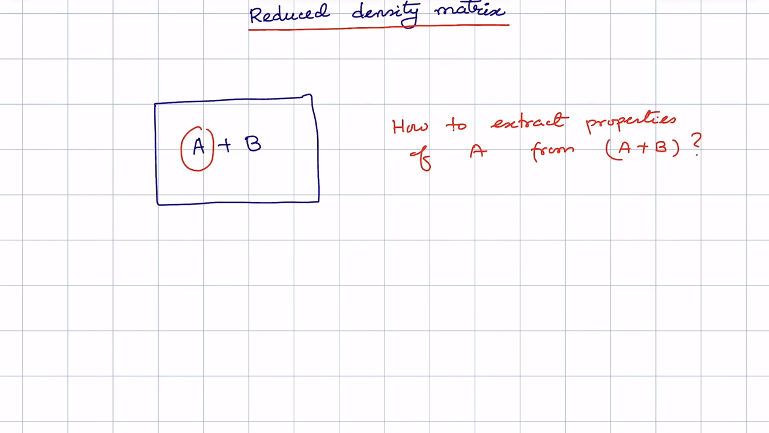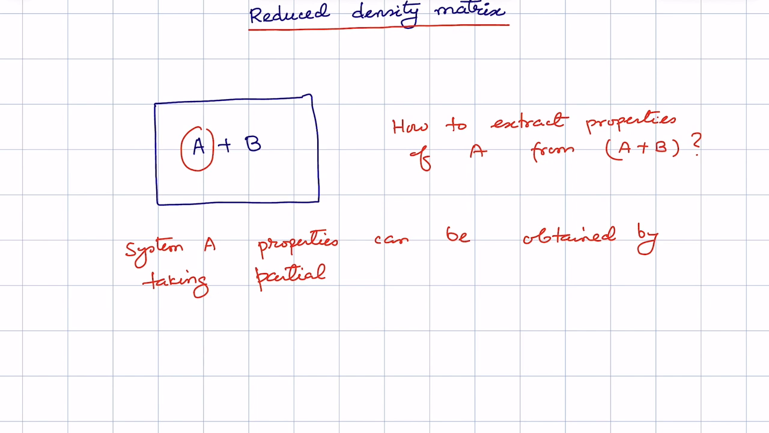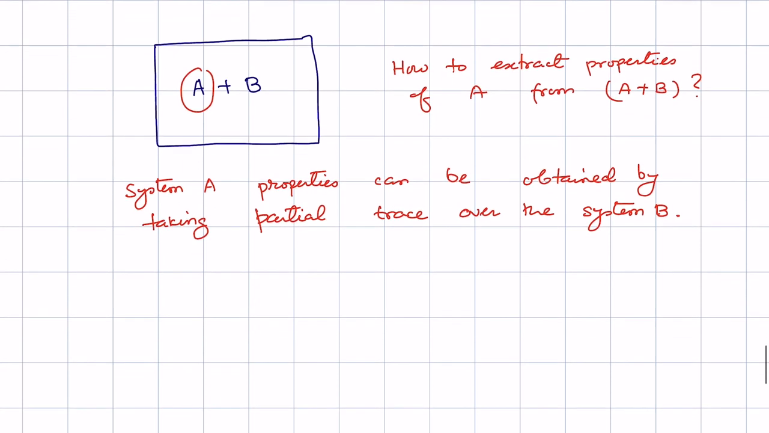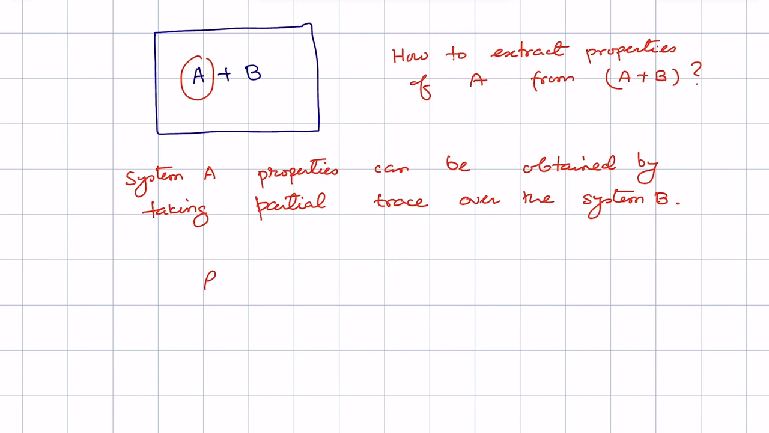This can be addressed by a prescription called the reduced density matrix or reduced density operator. By this prescription, and it's an important point so let me write it, system A properties can be obtained by taking the partial trace over the system B. As I go along, it will become clearer to you. Thereby, we can represent the state of system A by a density operator, rho A.